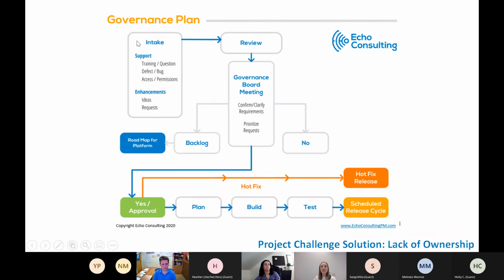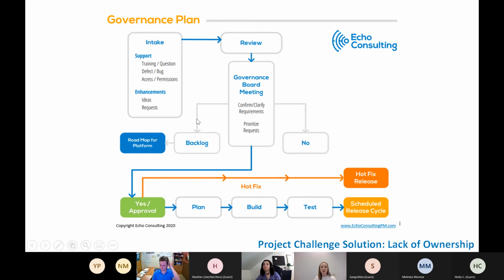So up here you can see we have the intake, and different organizations have different processes for this, but really it's just a method or form of communication for if they have a training question, or if there's an issue, a bug, if they are having issue with permissions, or even if they have ideas or requests. So from intake, we're going to go to a review process, and we're going to need to establish a governance board. And again, this is where we go beyond just the project manager. We want to make sure we have subject matter experts and some leaders involved in that, and really just creating a meeting or a cadence where they can confirm and clarify those requirements, and then prioritize any requests that are coming in to make sure they're handled.